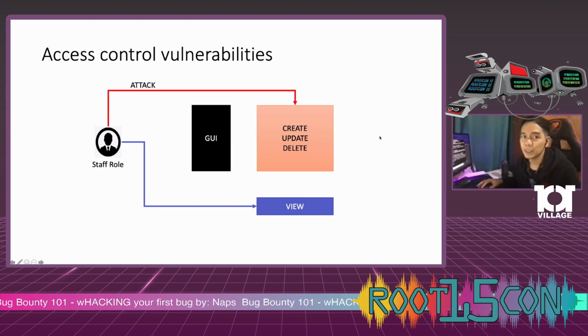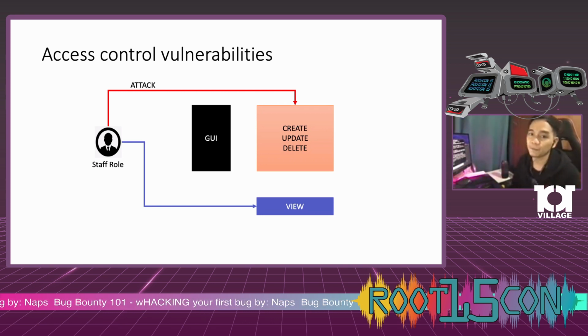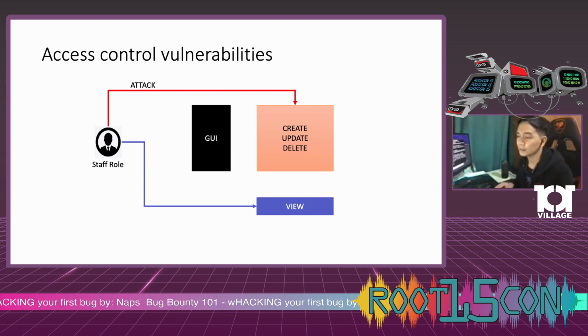However, since we copied the specific URL for the deletion of the feedback, we could delete the feedback as a staff role. So in this kind of attack, the staff role just needs the endpoint URL of that specific functionality. Okay.